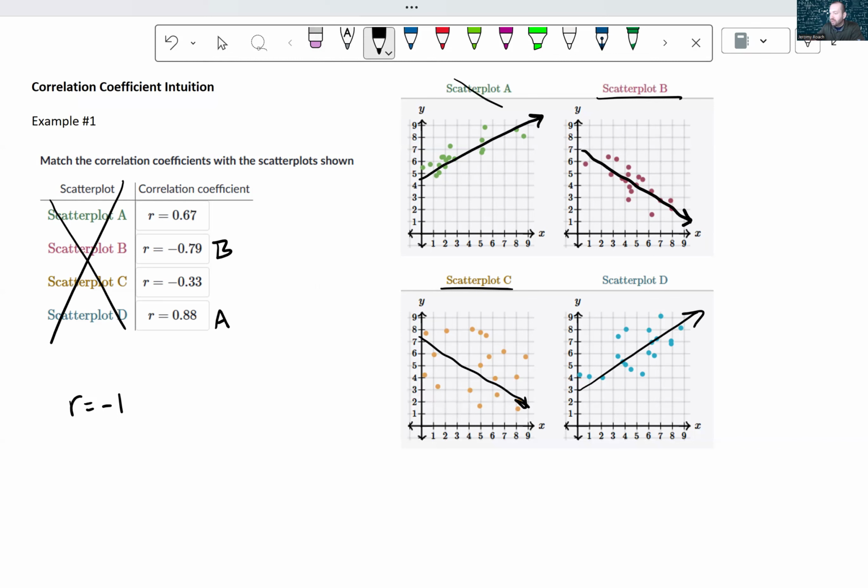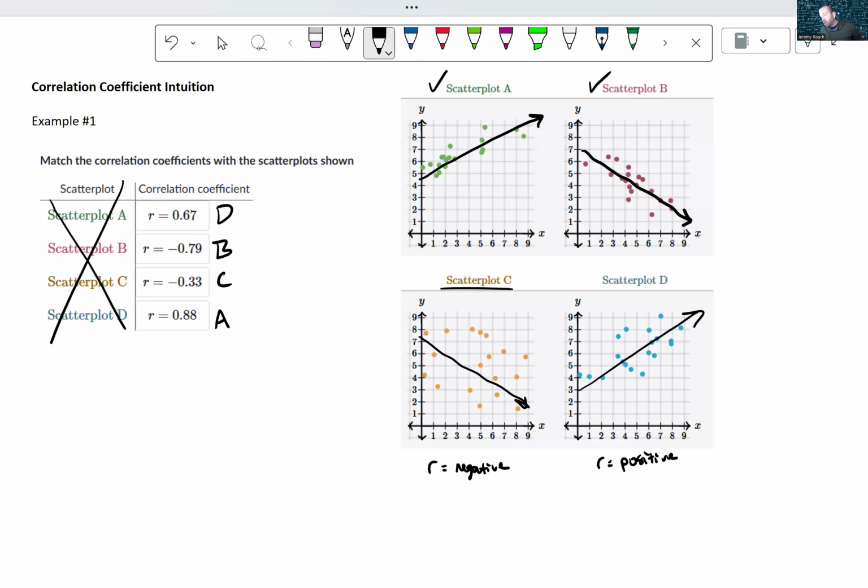So now we've got A and B done. Maybe I should check them off instead of crossing them out. Just put check marks by them. We finish those. Now we're going to do the same thing, except it looks like we have C and D. R is a negative value for C, and R is a positive value for D. And we only have one positive and one negative answer choice. So for C, -0.33 has got to be for C, and D has got to be 0.67.